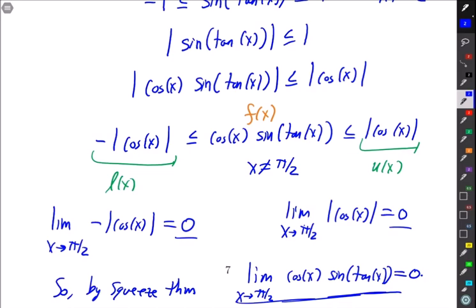The next video will cover two more examples of using the squeeze theorem, but with functions that aren't trig. So we'll see other ways this can show up, of course, across problems, and work through those ones as well.